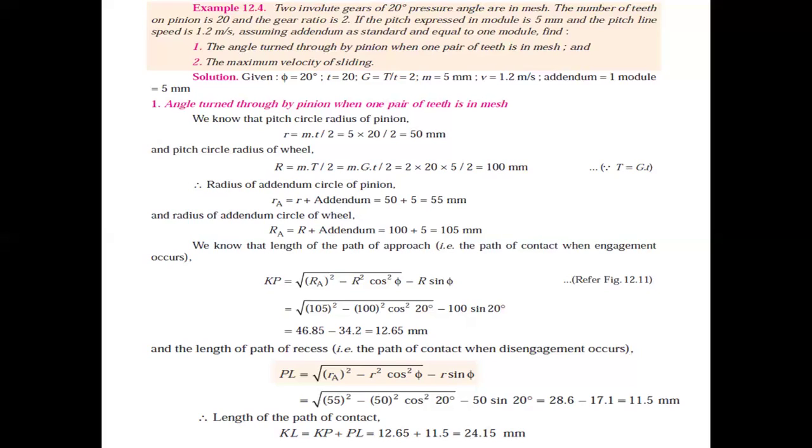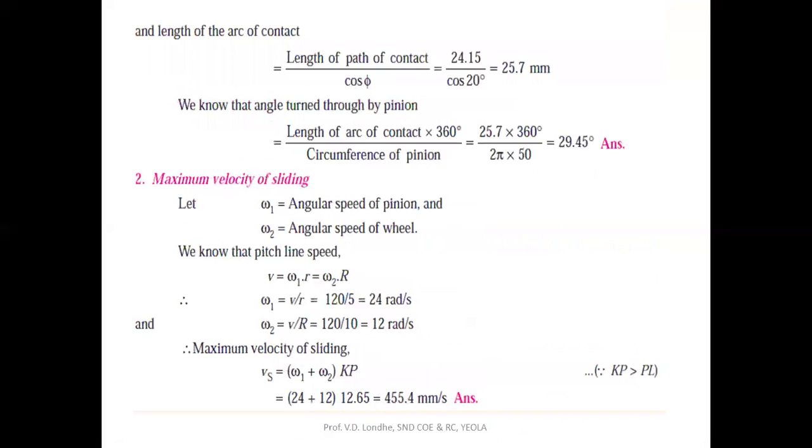This is the formula for finding the path of approach. By putting in the respective values, we directly get the path of approach. And this is the formula for the path of recess: square root of addendum radius of pinion squared minus pitch radius of pinion times cos squared phi, minus r sin phi. By this formula we get the path of recess. By the summation of path of approach and path of recess, we directly get the total length of path of contact.